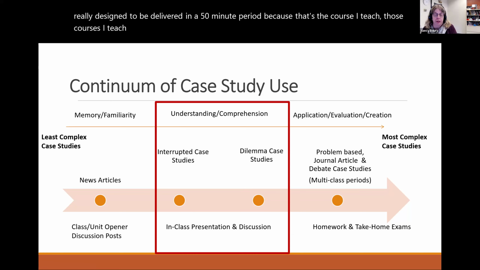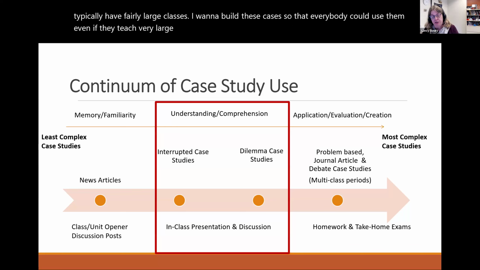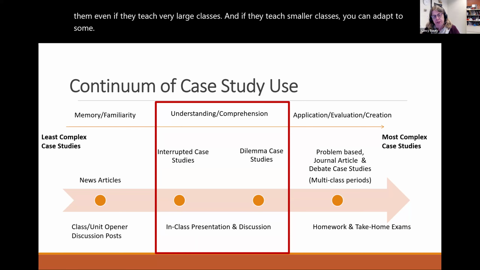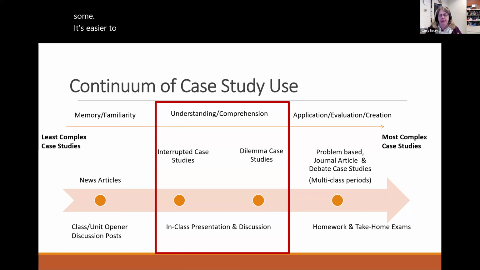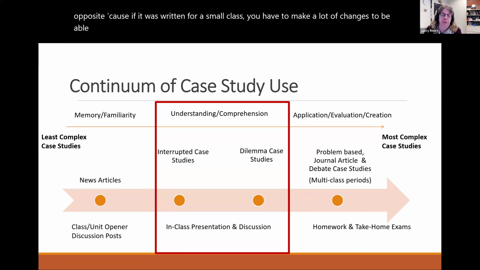Those are the courses I teach. And usually with clicker questions, because I'm in a large R1 institution, I typically have fairly large classes. I want to build these cases so that everybody could use them, even if they teach very large classes. And if they teach smaller classes, it's easier to adapt a case study written for a large class to a small class than the opposite. Because if it was written for a small class, you have to make a lot of changes to be able to deploy it in a larger classroom.